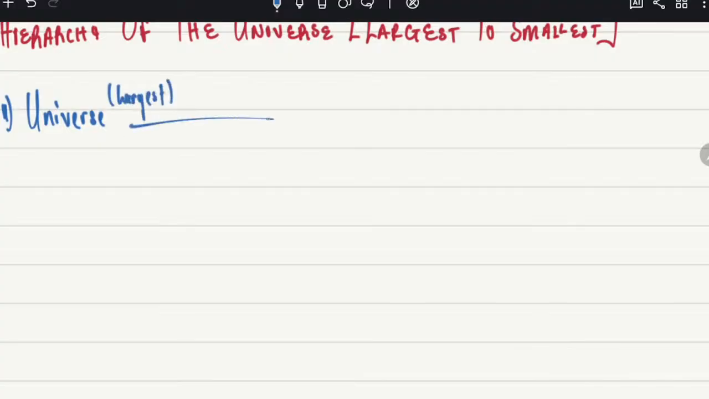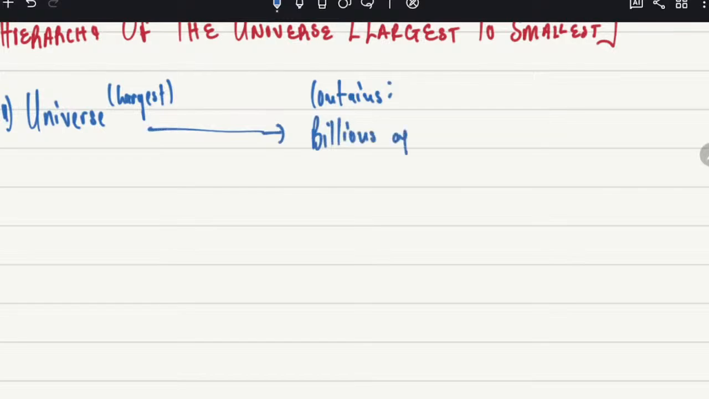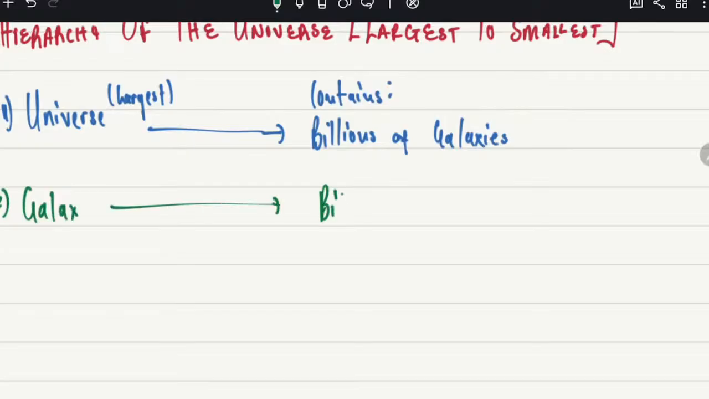Largest. And I want you to say it contains. What does it contain? I want you to say here billions of galaxies. The universe as a whole has billions and billions of galaxies. Are we together? The universe has billions and billions of galaxies. But one galaxy, it contains billions of stars. So when you come out of one galaxy, go into the next galaxy, you are now going to see another lot of billions of stars. Are we together?